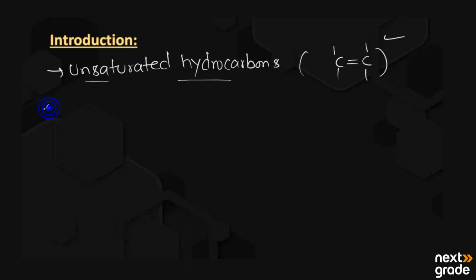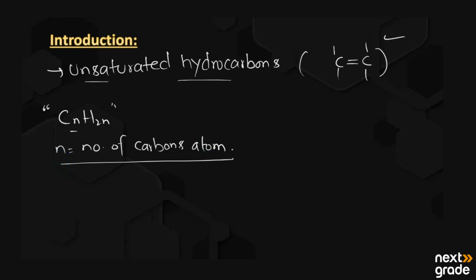If we have a look at its general formula, the general formula for the alkene is CnH2n, where n is equal to the number of carbon atoms present in the respective alkene, that is, how many carbon atoms are present in the alkene. We will be able to find it by the use of the formula CnH2n. The double bond that is present in the alkenes makes them more reactive.